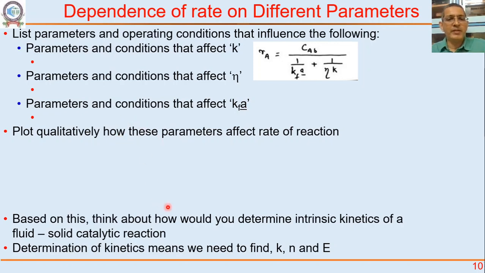Now based upon this, think about how you would determine the intrinsic kinetics of a fluid-solid catalytic reaction. Intrinsic means the actual rate constant, which is not actually observed, because the rate might be limited by external mass transfer or by pore diffusion. So when we say determine intrinsic kinetics, what we mean is how do I determine the intrinsic rate constant k, order of reaction n, and energy of activation. We've seen this in our undergraduate. What do we mean by kinetics?